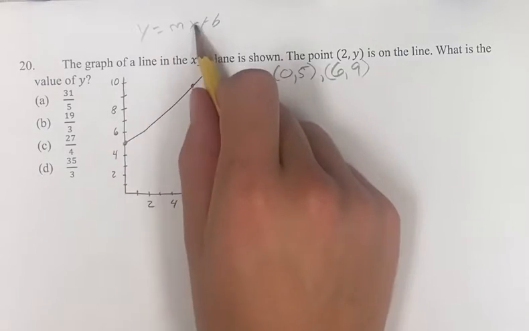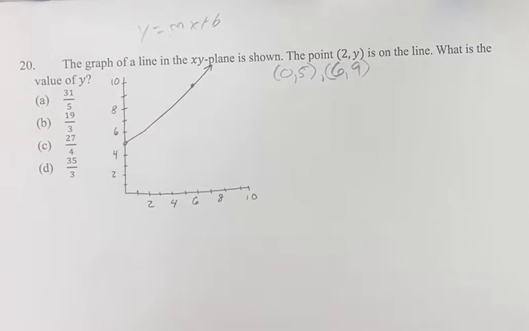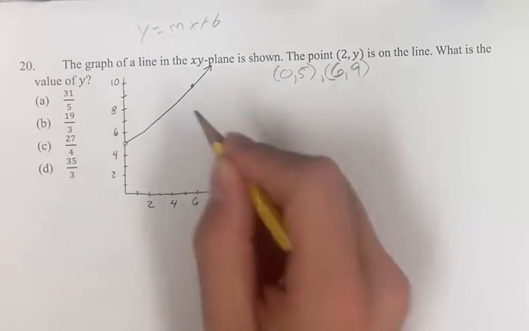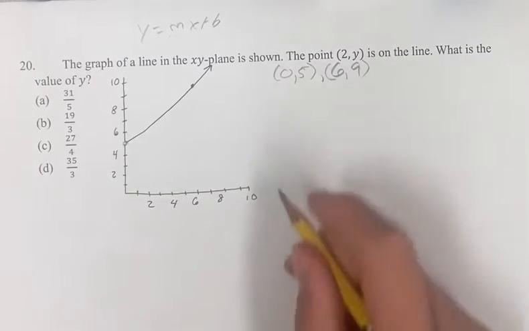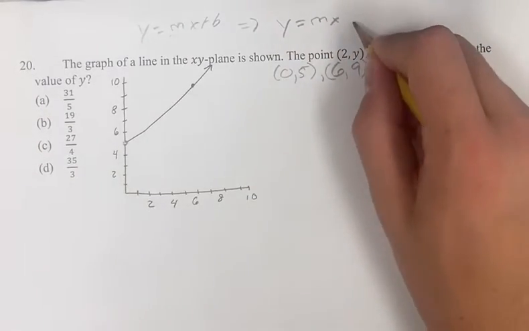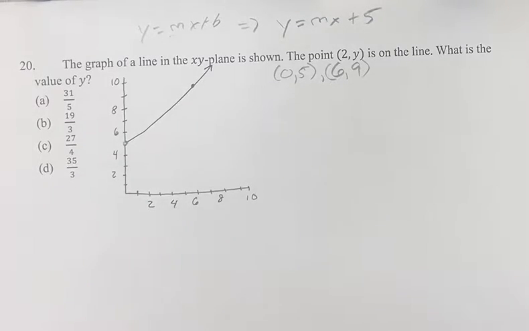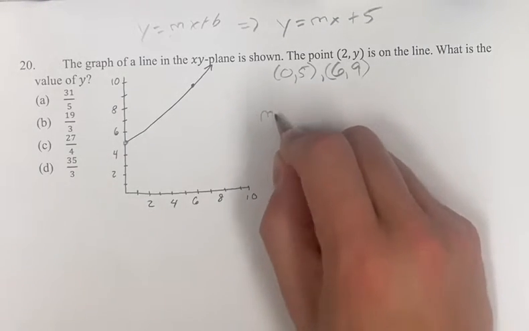And so for y equals mx plus b, we need to find m, which is the slope, and b, which is the y-intercept. If you notice, this is the y-intercept, this point that we're given right here. So we already know that it's going to be y equals mx for whatever m is, plus 5, which is that value right here. So now we just have to find m, which is the slope.